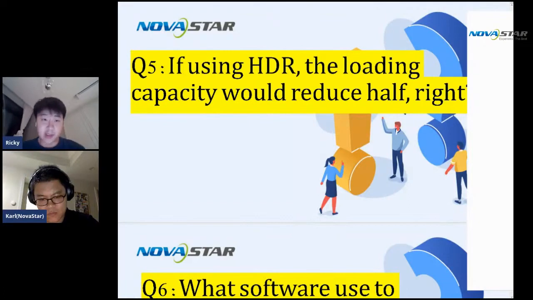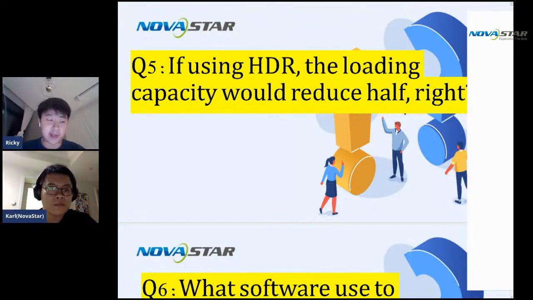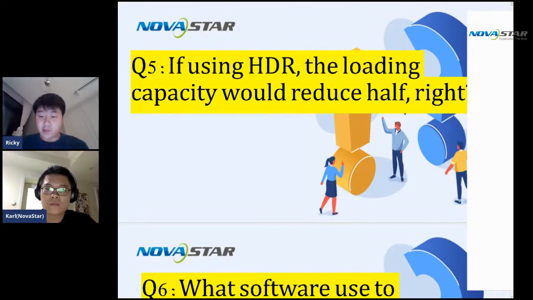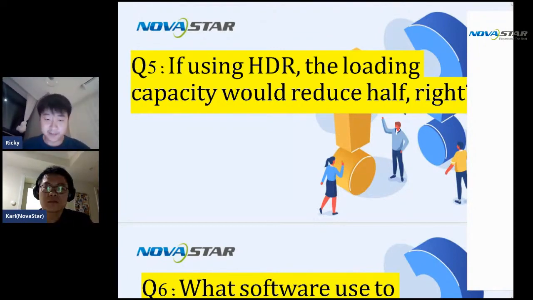The next question is if using HDR, would the loading capacity reduce to half? Yes, because when it's working in HDR mode, the video source would be 10-bit color input. So when the system is working at 10-bit, the loading capacity will drop down to half of what it was before.